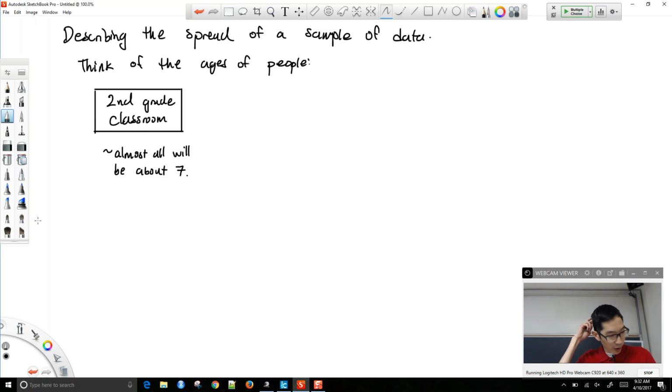Maybe you might have a few 6-year-olds and maybe a few 8-year-olds, but by and large, most of the kids will be 7. And so if we talk about the spread of ages in the classroom, the spread of ages will be very small.